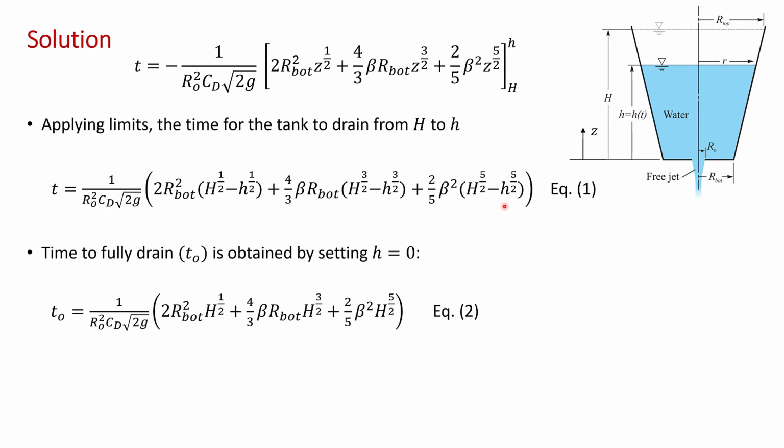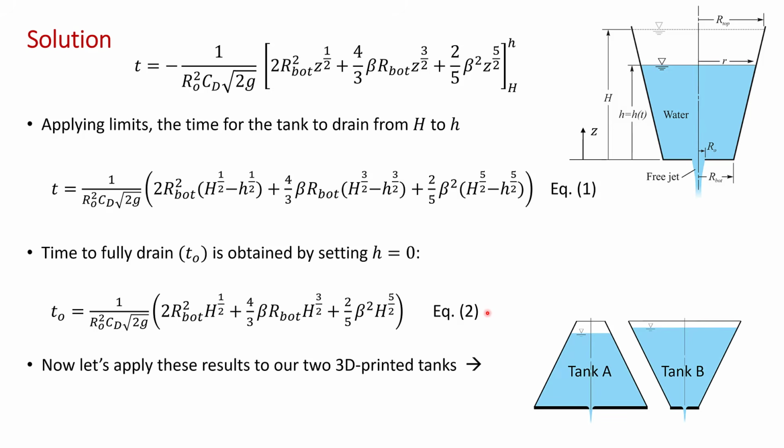Now if we set h equal to 0 in this equation, we get the time for the tank to completely drain. I'm going to call that t naught. This is equation 2. Now we can evaluate these equations for my 3D printed tanks.